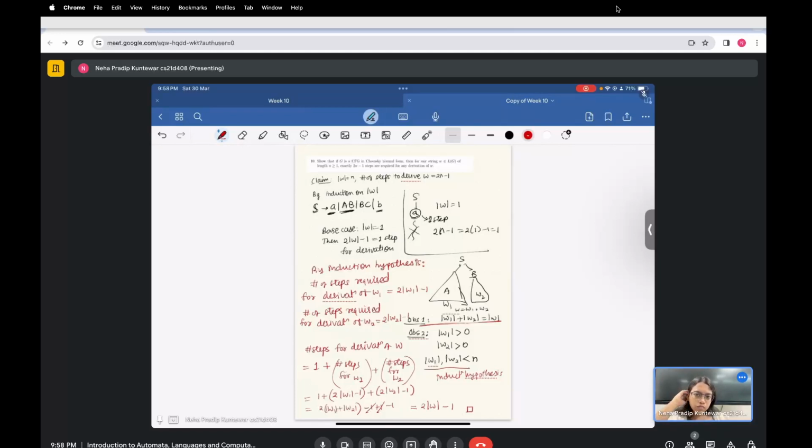So that is all about Chomsky normal form, and I think we may not get time to talk about the Greibach normal form, so we'll take that up later. But I had one more question about ambiguous grammar, so we'll take this up now.